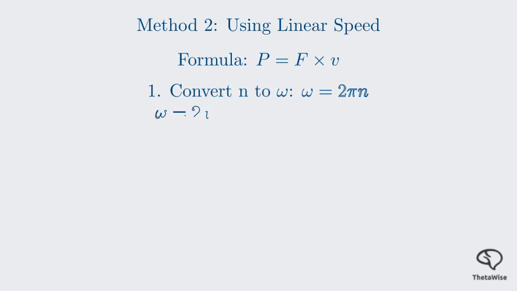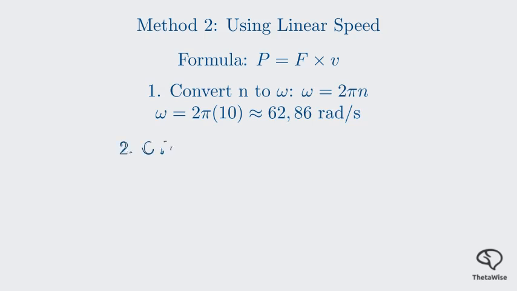This is also called the power speed method. The formula for linear power is P equals force times linear speed. We already have the effective force, so we just need to find the linear speed, V. The linear speed of the belt is related to the pulley's angular velocity. Angular velocity omega equals 2 pi n, so omega is 2 pi times 10, which is approximately 62.86 radians per second.